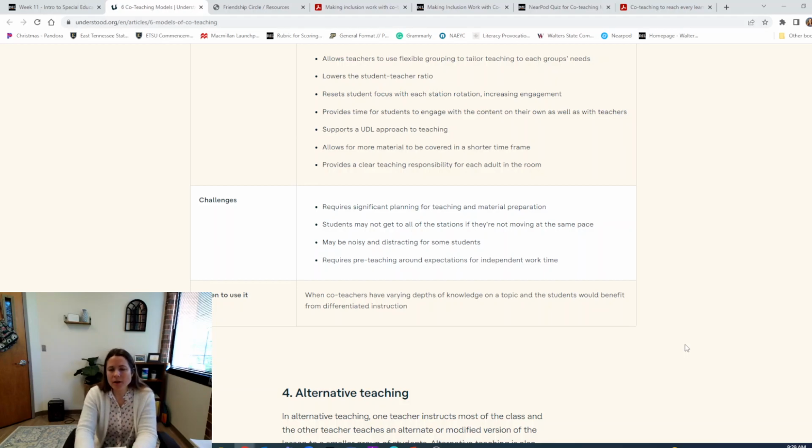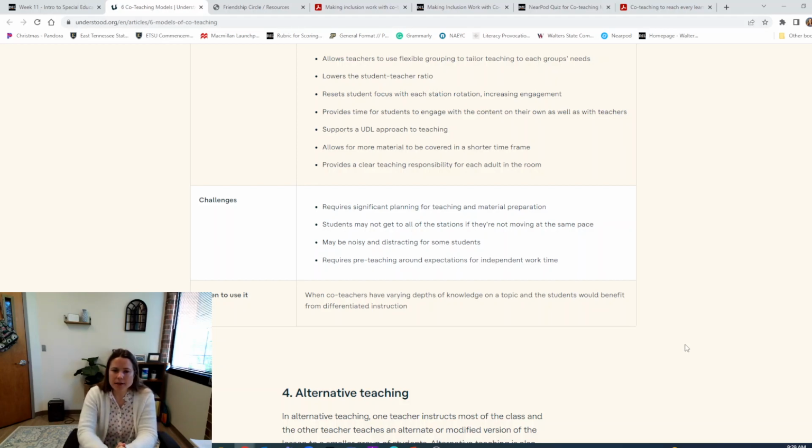So these are things to think about when you're planning with your co-teacher. You also have to think about that whenever you have station teaching and you are timing this out, some students are going to move at different paces. So that group may not be finished working when that timer goes off. So these are things you have to consider when you're planning.